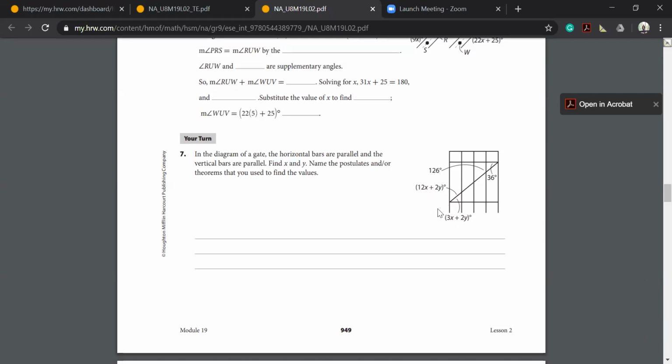To understand what's happening here, beginning from here, the 36-degree angle is this small one in the corner. The 126 is this obtuse angle in here. For the 3x plus 2y, this is the 3x plus 2y, again the smaller one in the corner. And the 12x plus 2y actually is this one in here, because he is pointing to the line. Of course, it's not the line, it is this one. It's not the one in the corner here. No, it is this one.